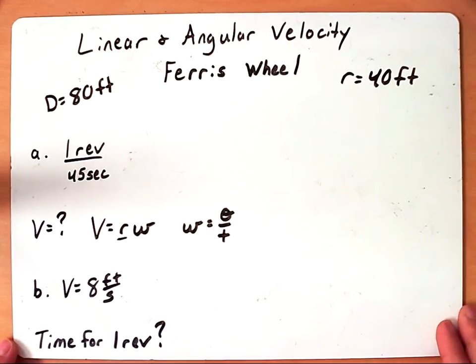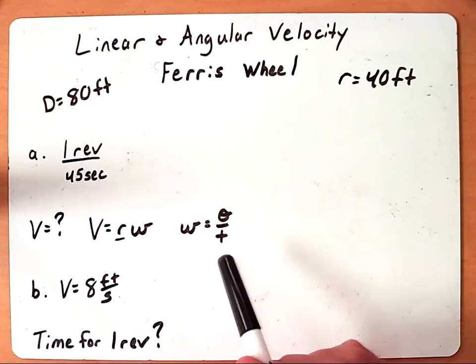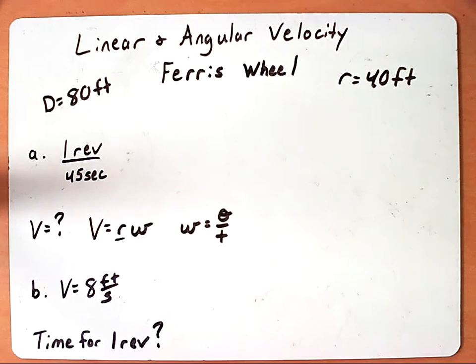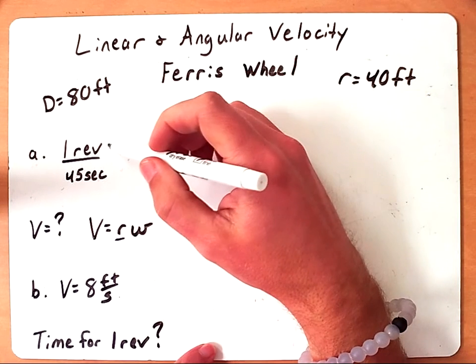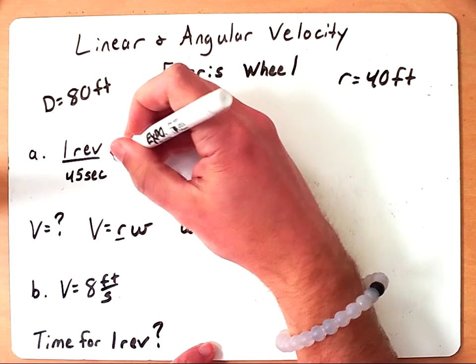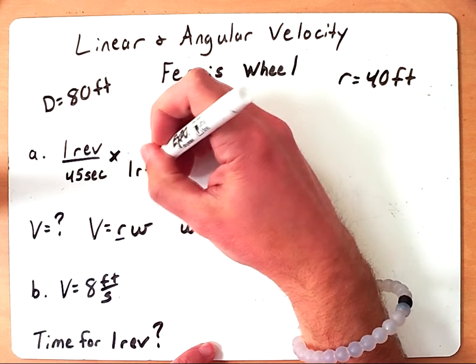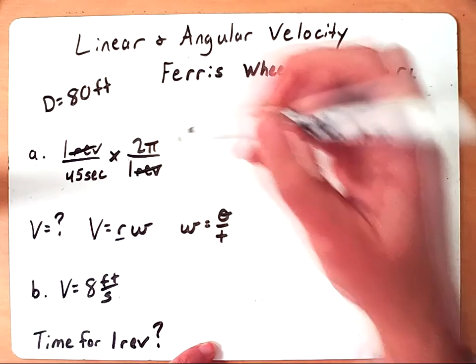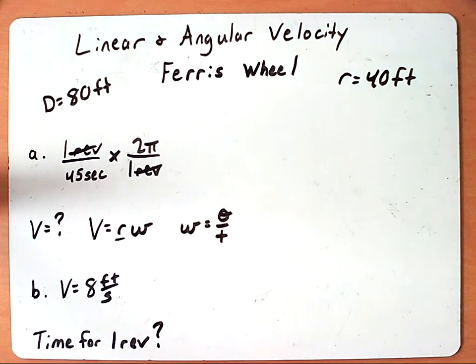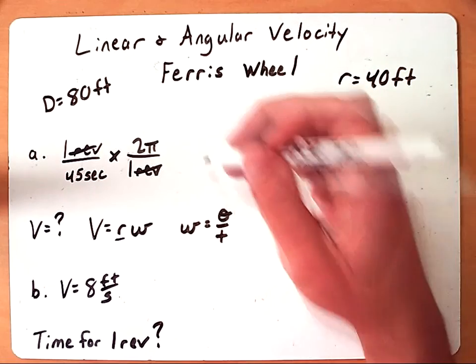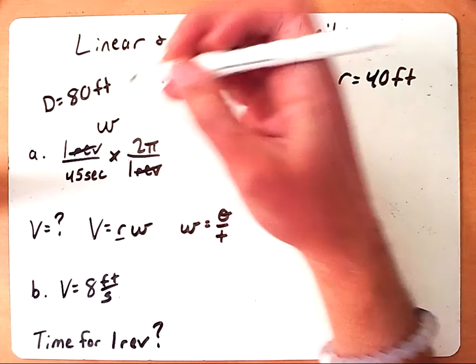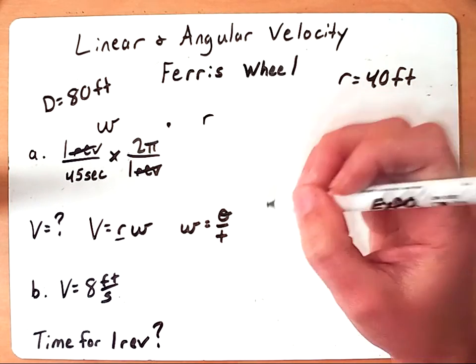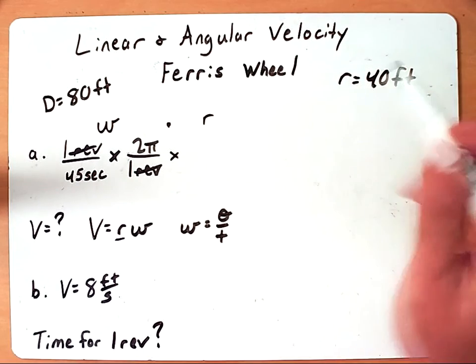So now all I need to find is the angular velocity, which currently I have as revolutions over time, close to being angular velocity. What we need to do is convert this one revolution to radians. One revolution is the same thing as 2 pi radians. That eliminates the revolutions, and now I have the units I want, so that takes care of angular velocity. Now I multiply that times the radius, which is 40 feet.